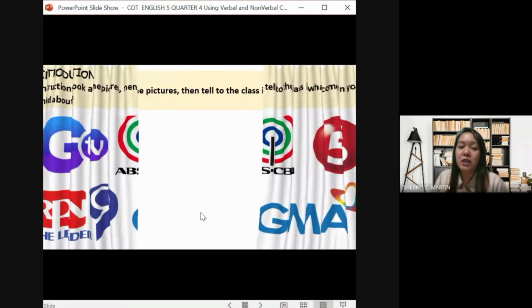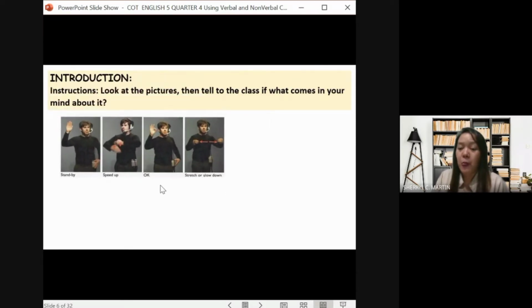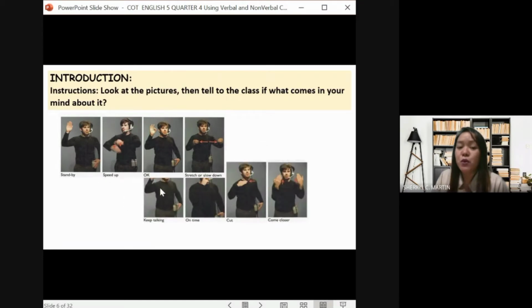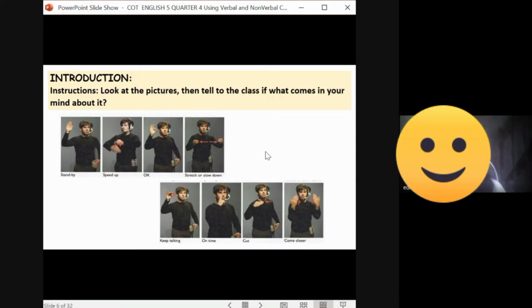So, how about this one? Those pictures are related to each other, mga anak, ha? How about this one? What idea comes to your mind about this? Yes, Liana. It's like when a news broadcaster or a news reporter uses signs when they're on camera and they cannot talk. It's kind of like they give signals about what's happening. Or that's like a translator.